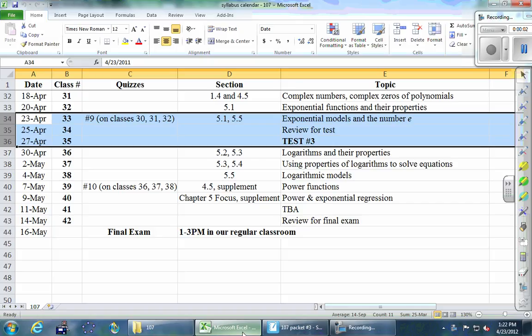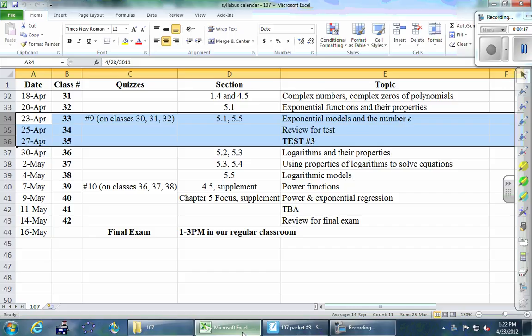Okay, so again, we're starting on page 55. But right now, we'll take our look at the calendar. Last class, we introduced exponential functions. That's what part of this quiz was on. Today, we talk about exponential models, that is, applications of exponential functions.